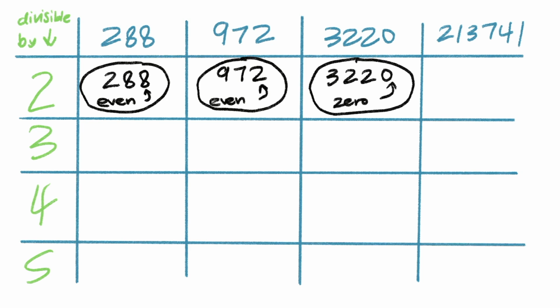And finally, we just need to view the units digit of 213,741, and 1 is obviously not divisible by 2, which makes the entire number not divisible by 2 as well.